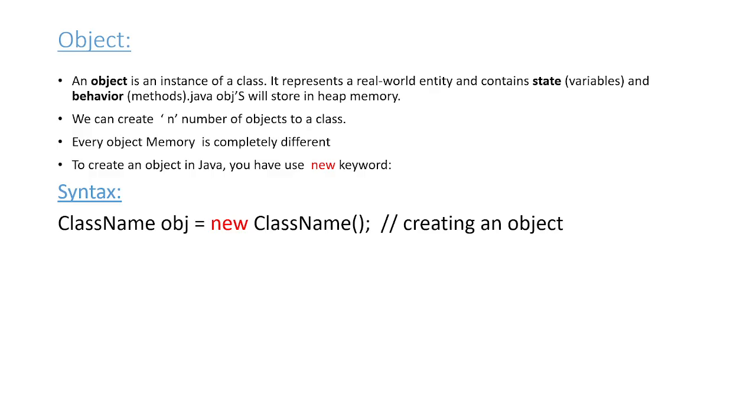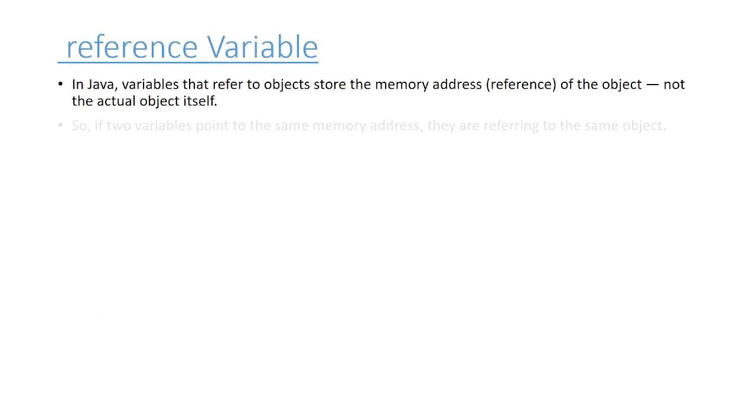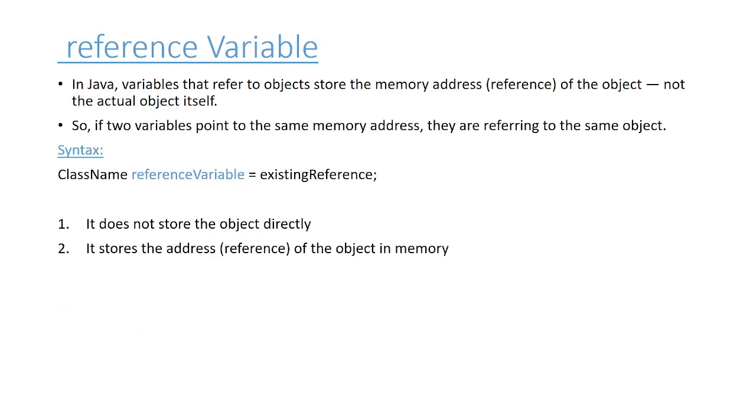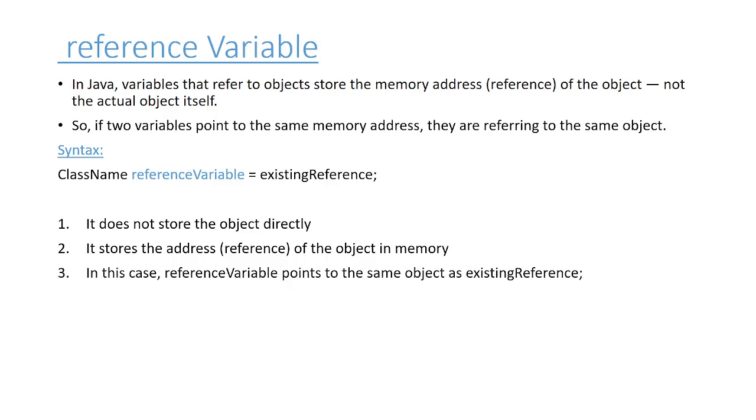Okay, this is the syntax. With the new keyword only, we have to create the object for the class, with the class name. After that, all class members will come to the object. A class is nothing but a combination of variables and methods. After that, we have to call the non-static methods. After that, I will explain what a reference variable is. Reference variable is an important concept.